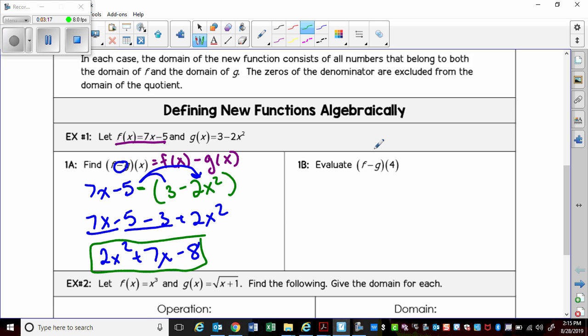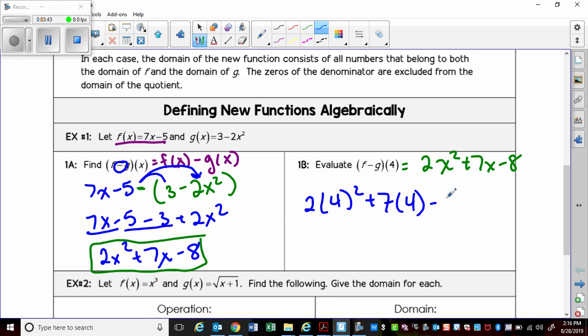It says evaluate f minus g at negative 4. So what I'm going to do is use this. f minus g of x is 2x squared plus 7x minus 8. And I'm just going to substitute in 4 for x. So 2 times 4 squared plus 7 times 4 minus 8. 4 squared is 16 times 2 is 32. 7 times 4 is 28. Minus 8 is 20. Plus 32 is 52. Check and make sure I'm right.